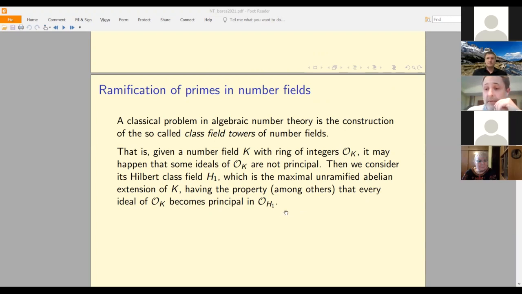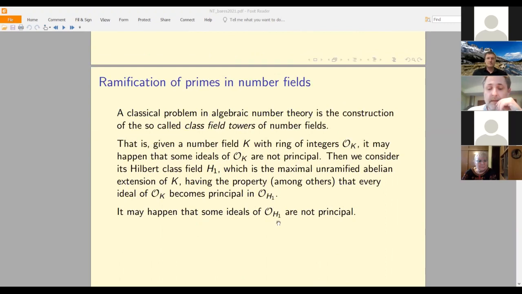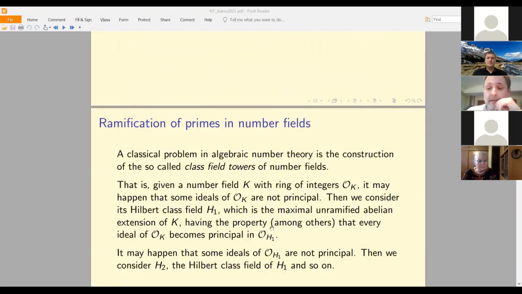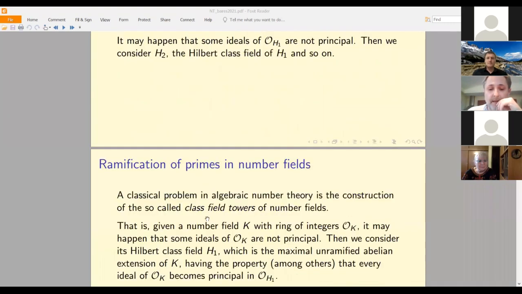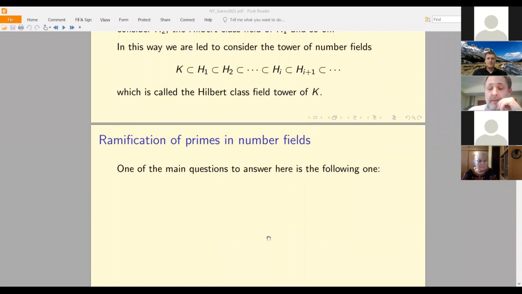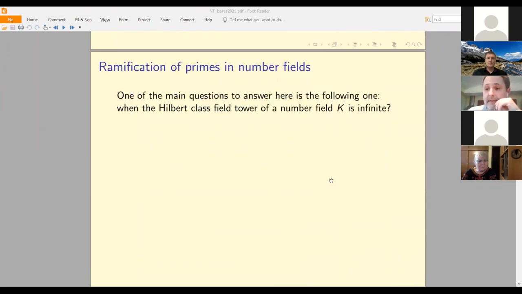So again, the same problem might happen: in H1, some ideals cannot be principal. So you take again the Hilbert class field of H1, and you get another Hilbert class field H2, and you keep going this way. So you get a tower of number fields, which is called the Hilbert class field tower of K. The main problem here, or one of the main questions to answer in this situation, is the following: when is this tower infinite?